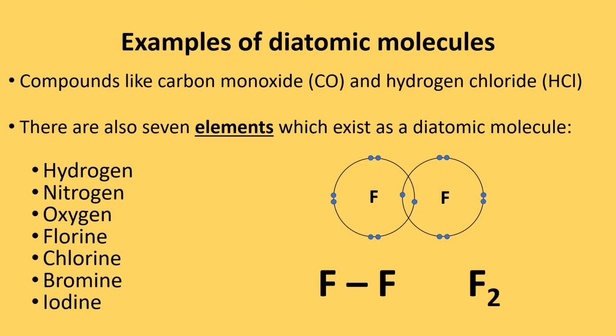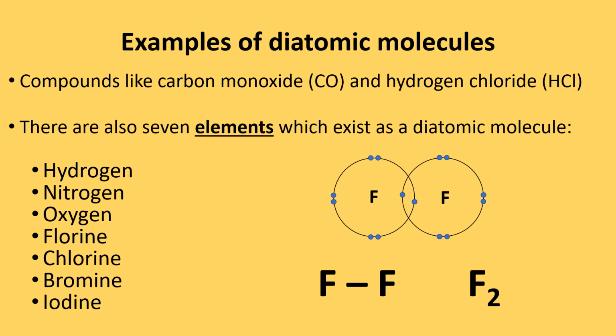So carbon monoxide is CO, one carbon and one oxygen joined together. So one carbon and one oxygen make two atoms, and therefore that is diatomic. And the same would be true for hydrogen chloride, one H, one Cl, two atoms in total, HCl.